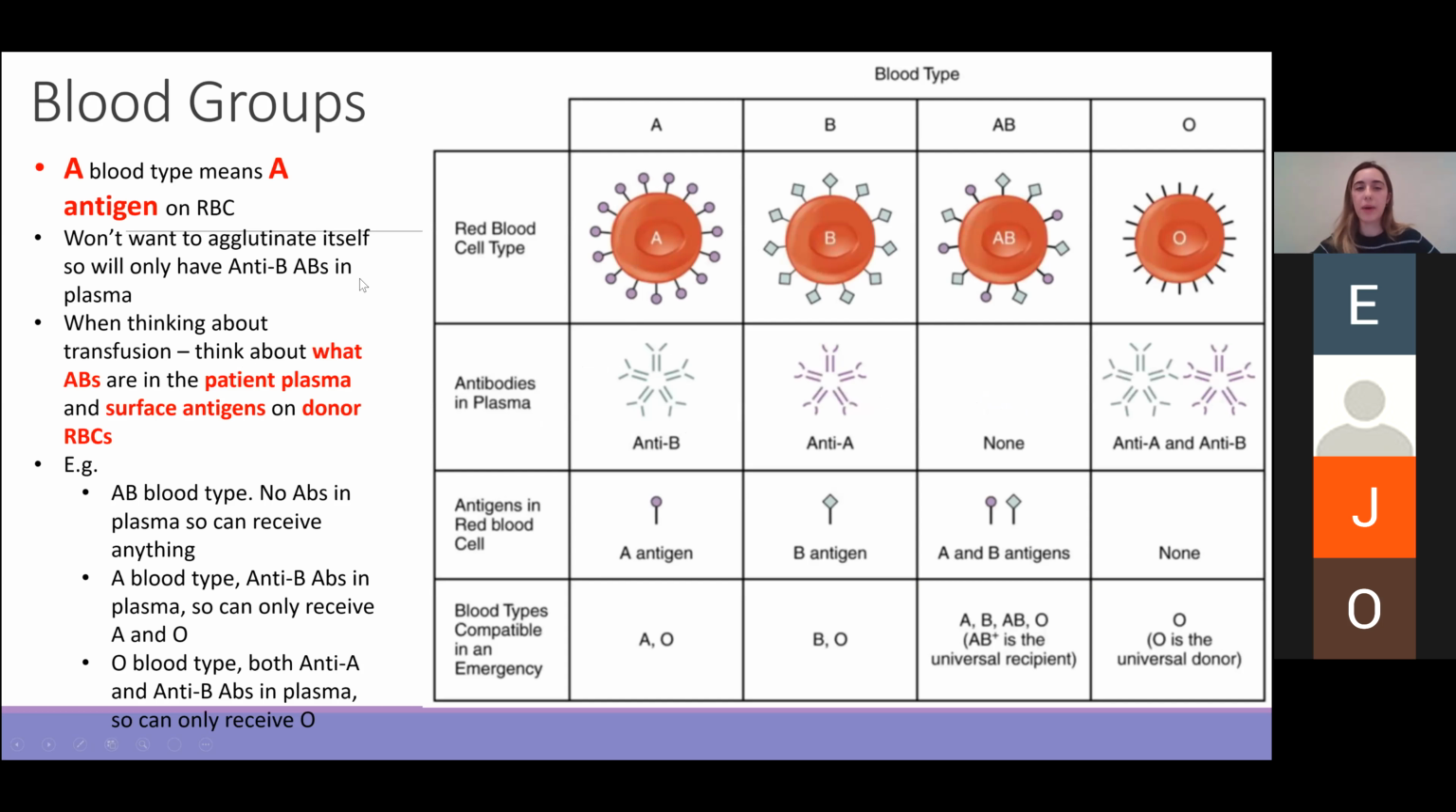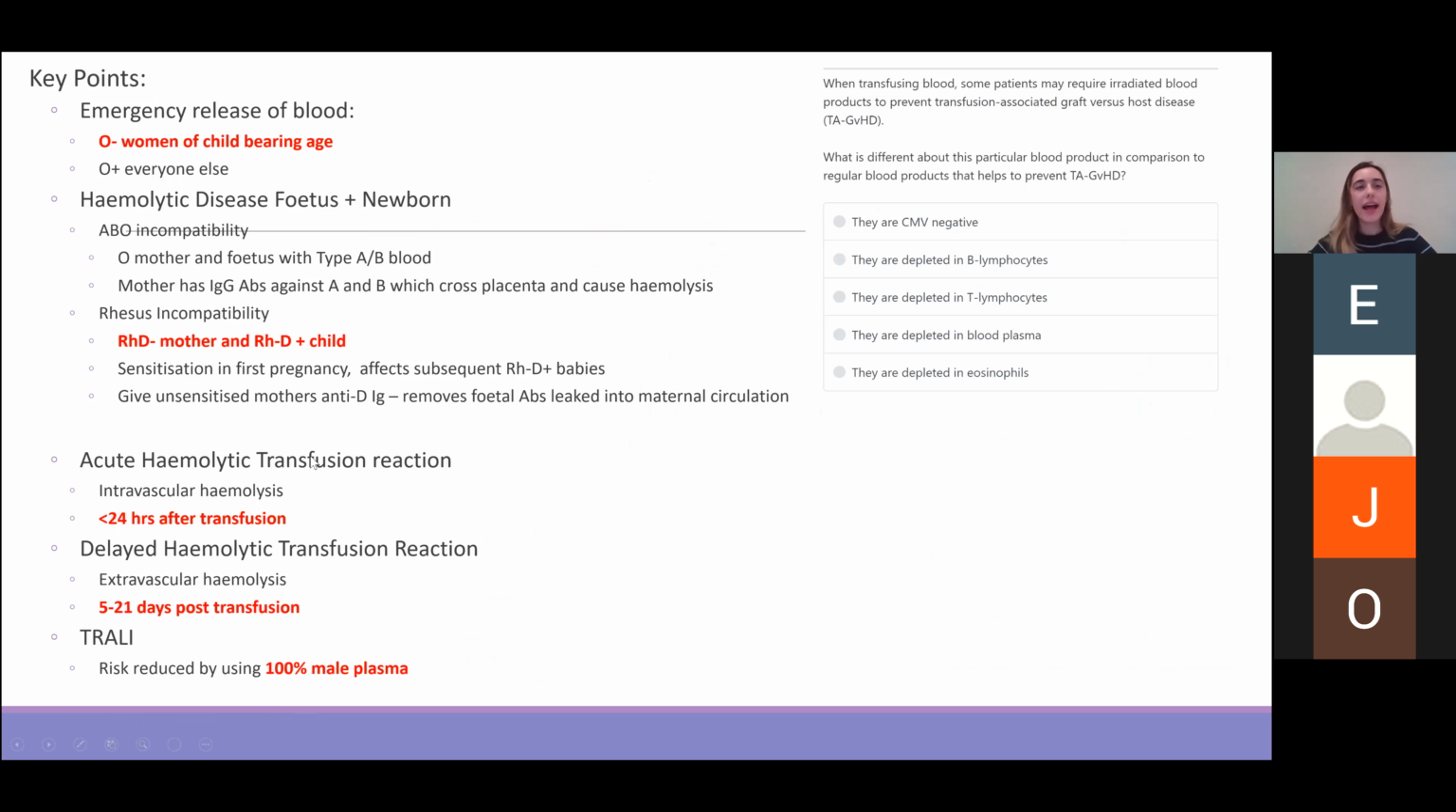And then when you're thinking about transfusing, you have to think about what antibodies are in the patient plasma and what are the surface antigens on the donor red blood cells, and then work out, is that going to conflict or is that going to work out? So I have a few examples here, if you're still not sure. And this is just a little summary of some of the issues with blood transfusions and that kind of thing. And there's a little question there, but again, it wasn't really very high yield from my memory. So it's there if you want it.